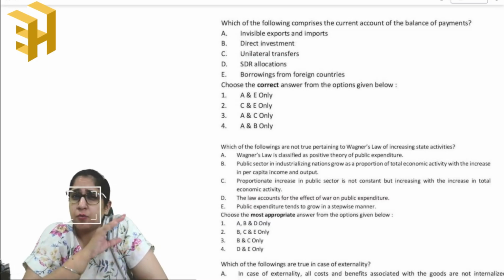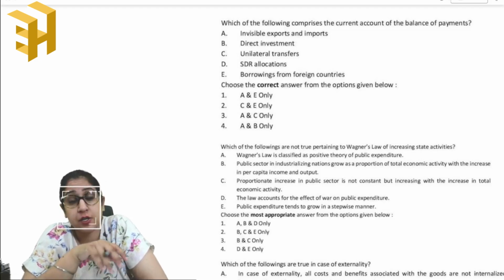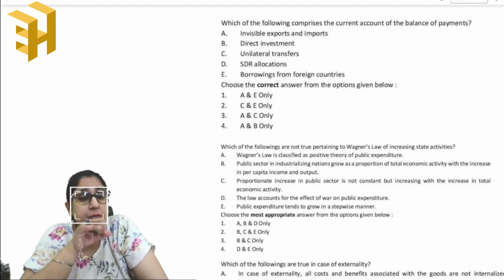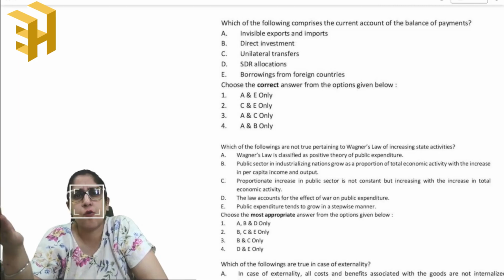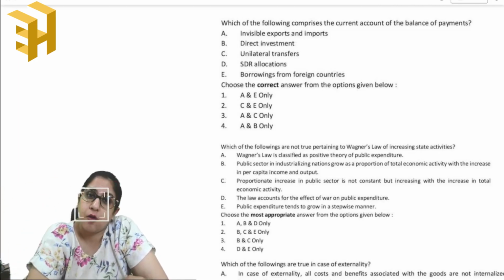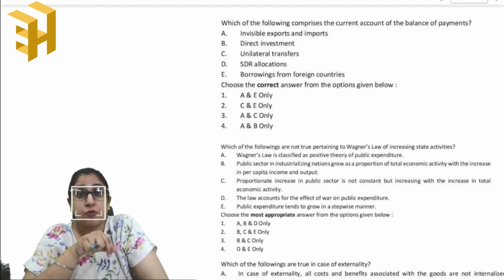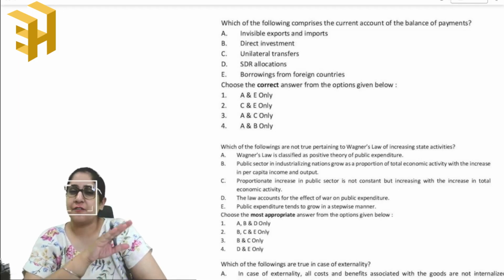Do you know which are the most difficult questions where there is high probability of you losing the marks, especially in multiple choice kind of an exam? These are the statement based questions where you have to choose 2, 3, 4 correct or incorrect statements out of the given options, right? So today we are going to crack the strategy to answer such kind of questions effectively and correctly.